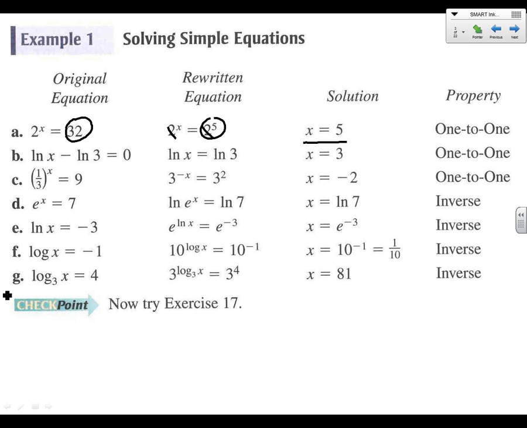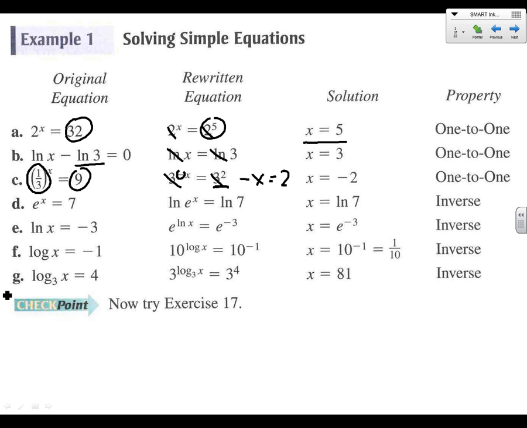All right, same thing on problem B. We'll move the natural log of 3 to the other side, so natural log of x equals the natural log of 3. We get to cancel out our natural logs, and we get x equals 3. Problem C is a little trickier. We need to realize how to flip the fraction 1/3 over. We can flip it if we put in the negative exponent, so we get 3 to the negative x. And then 9 is 3 squared, so at that point we cross off the 3's. We get negative x equals 2, or x equals negative 2.